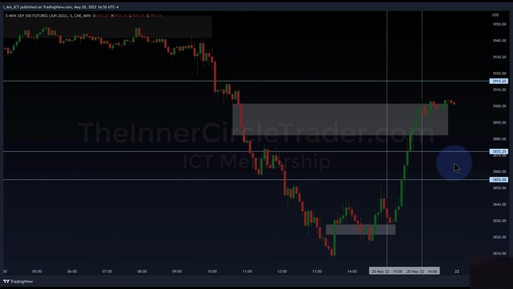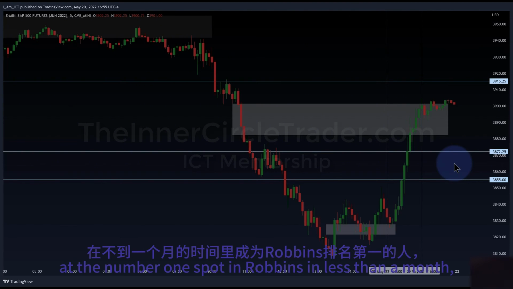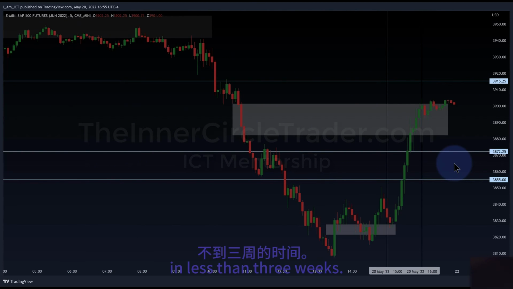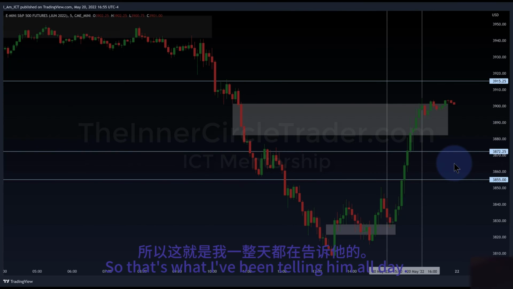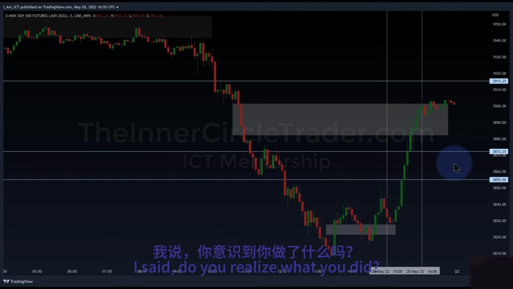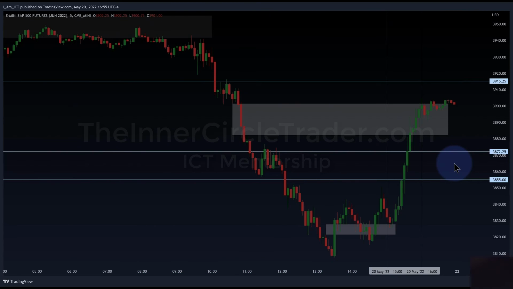$13,450 plus. So from the 3,000 range up to 13,000 in a couple weeks, that's pretty good. That type of return would put him at the number one spot in Robbins in less than a month, in less than 3 weeks. So that's what I've been telling him all day. I said, do you realize what you did? You really would have already been on the leaderboard on Robbins. But don't let it go to your head. Just keep doing what you're doing. Practice. Don't try to get too big-headed.